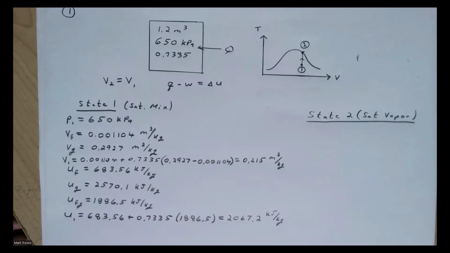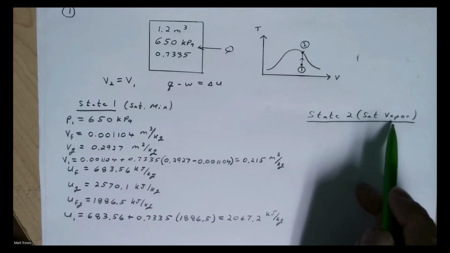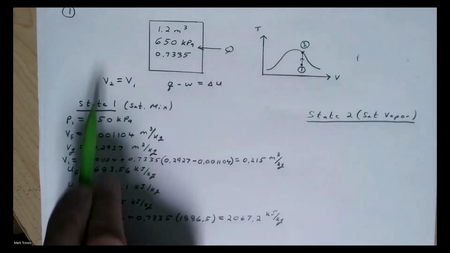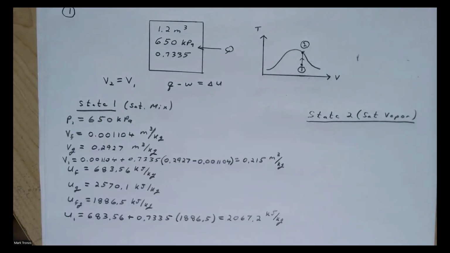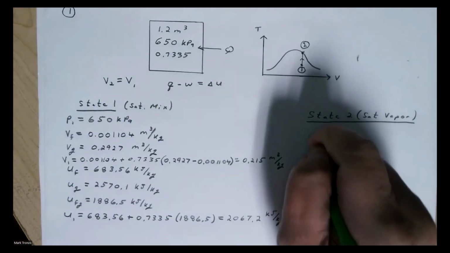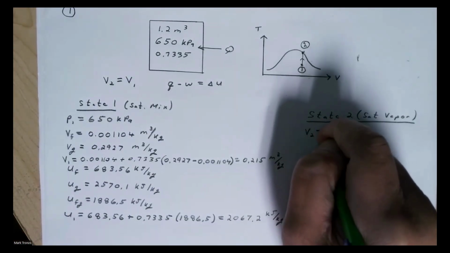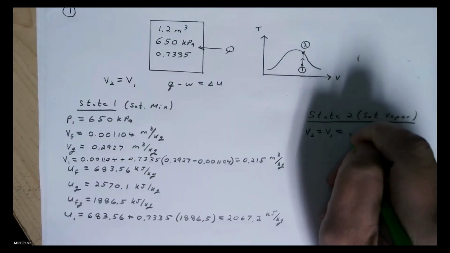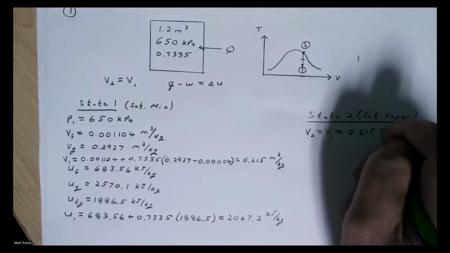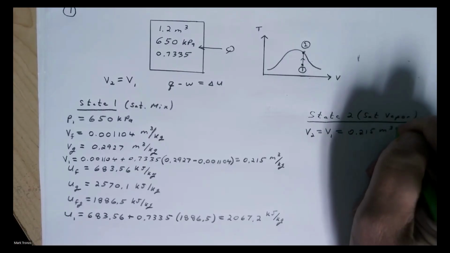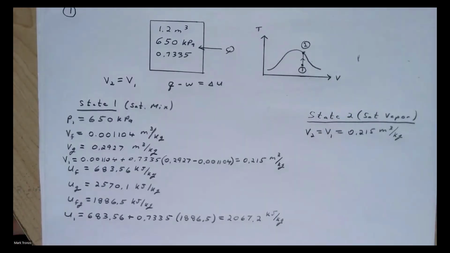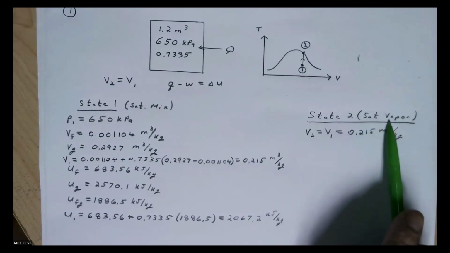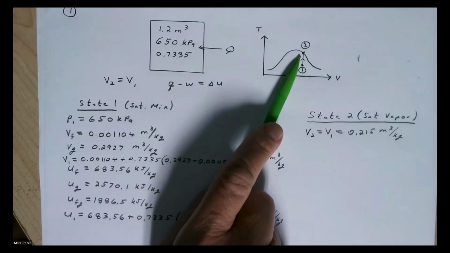Now when we think of state two, we're not given anything about state two except that it's a saturated vapor. So the only thing we can do then is use what we know. We know, though, V2 is equal to V1. And we know that V1 was down here. And that's all we know. We just know the specific volume, and we know that's a saturated vapor, of course, which means it's up here.